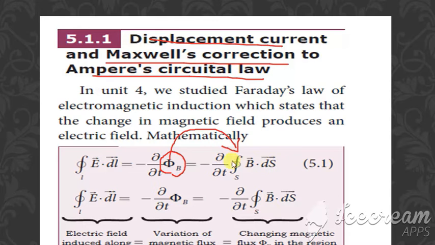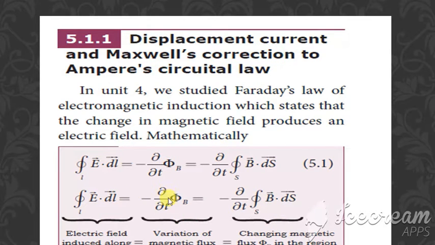Clear? Next, this is said to be the electric field, and this is the variation of magnetic flux in the region. So this is the first equation which you have to know: integration of E dot dl is equal to minus d phi by dt, which is equal to minus d by dt of integration of B dot ds.